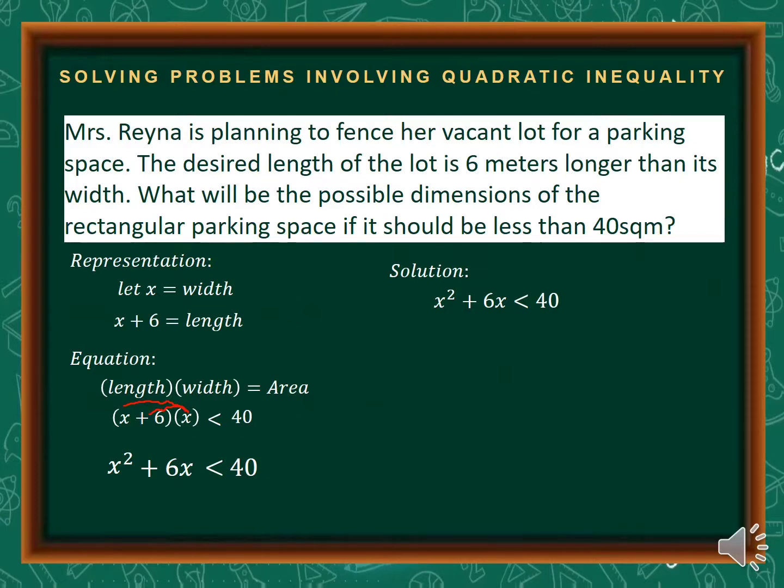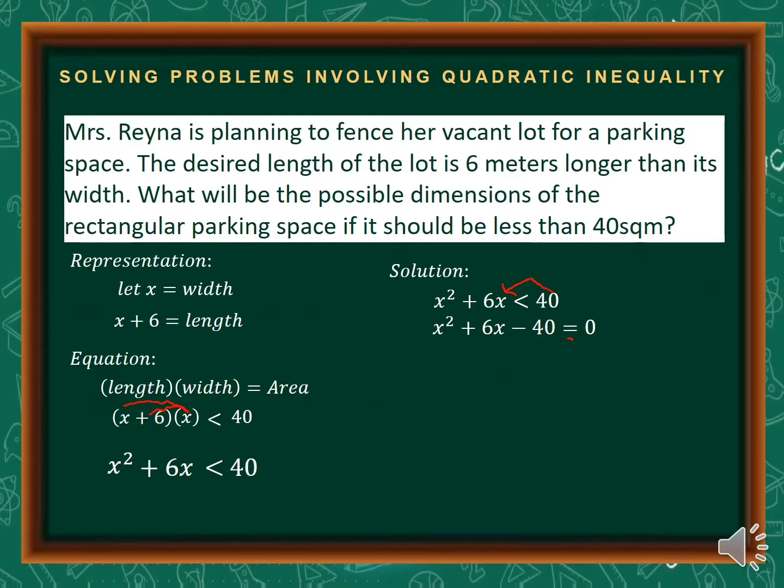The first step in solving quadratic inequality is to transform it into an equation. So instead of the inequality symbol, we will use the equal sign. So that is x squared plus 6x minus 40 equals 0. Ma'am, bakit naman po naging minus 40 yan? Tinranspose na natin yung 40 to this side. At kapag tinranspose natin, we will change its sign. So, negative 40 is equal to 0. Napalitan na rin yung inequality symbol. Naging equal sign na siya. So, the standard quadratic equation is x squared plus 6x minus 40 equals 0.